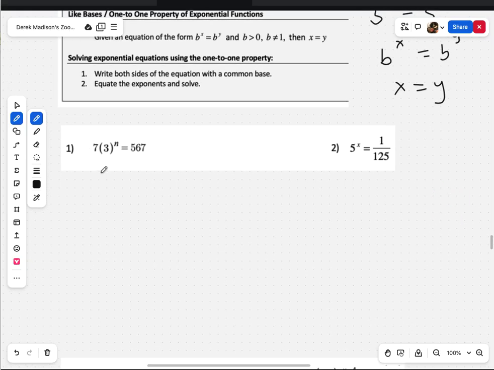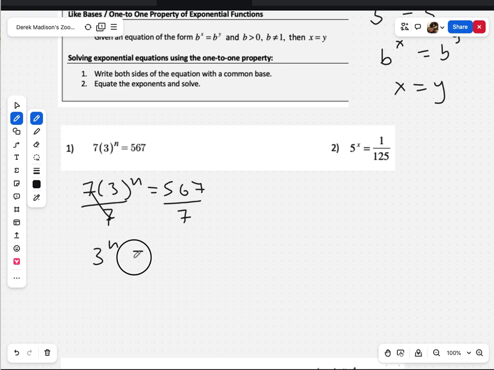Down here for this first one, let me rewrite it a little bit bigger. First thing you want to do is isolate the exponential piece, as we do pretty much in all equations, isolate it as much as possible. So I'll divide both sides by 7. Those reduce, and I have 3 to the n equals 81. And then this is asking what power do I raise 3 to get 81? With that one it would be a 4, right? So in terms of the one-to-one property, 81 can be written as 3 to the 4th. And so the n has to be 4.